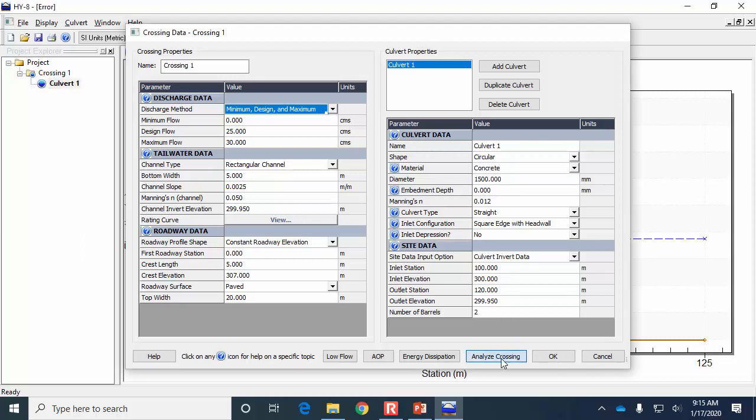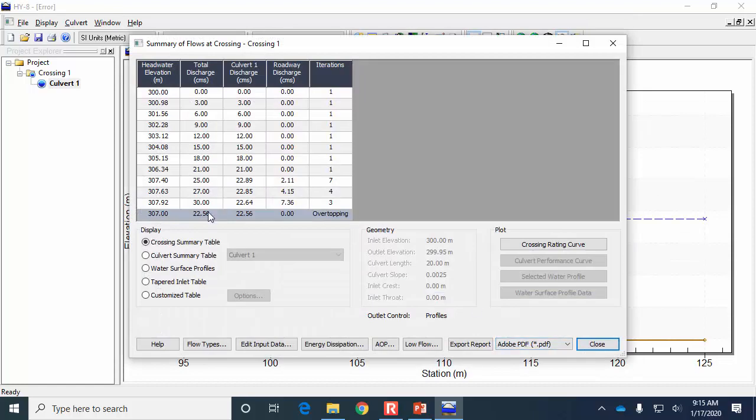Analyze the crossing. All right. Now, overtopping occurs at 22.5 cubic meters per second. So we're getting good and close. You know, there's just a little bit of overtopping at our design flow of 25 cubic meters per second.